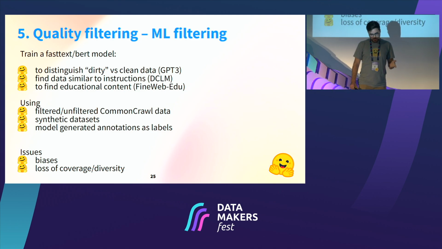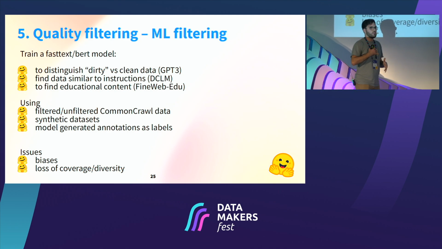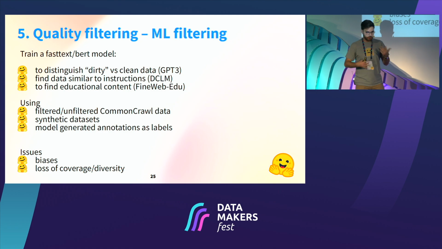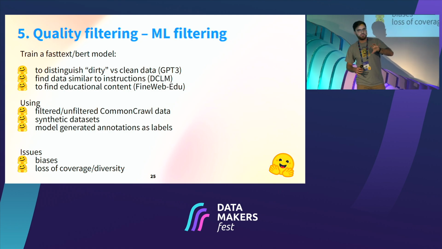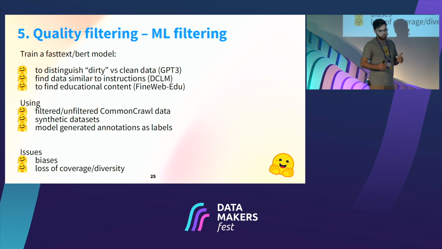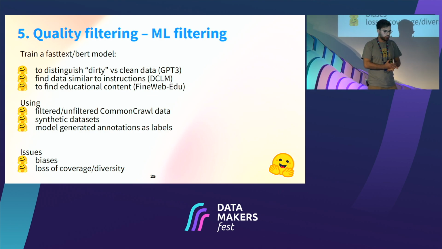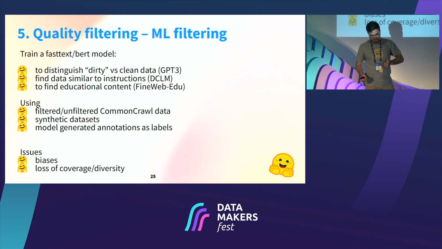You can try to find instruction data. This is a more recent approach. Because people want these models to be able to follow instructions well, maybe you could even use that for pre-training a little bit instead of just leaving it for instruction fine-tuning. And you can train something that will find instructions or things looking like instructions. This is the approach from the recent DCLM datasets.